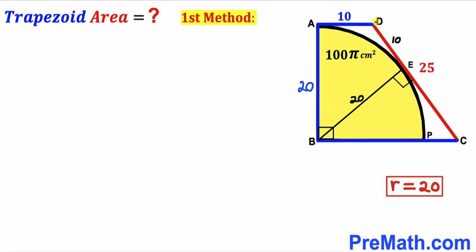And now let's make an observation. We know that this whole CD length is 25, and this segment DE length is 10.